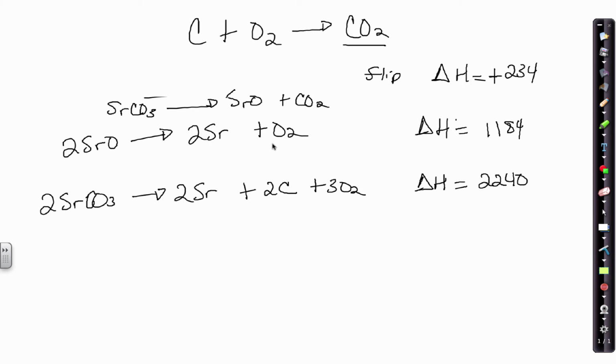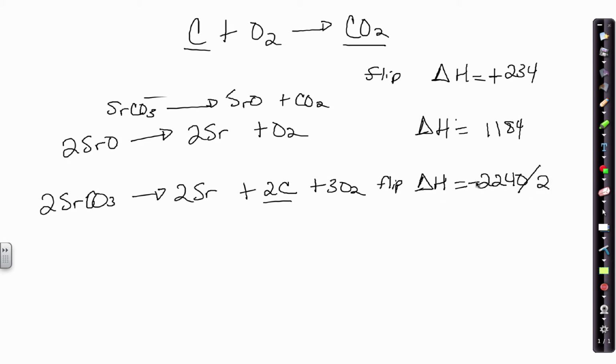So when I look at this one, I've got carbon. Okay, carbon is only found in one reaction, this one. So that means that carbon needs to be on the opposite side. So I need to flip this, and also it looks like I'm going to want to divide this by 2 so I can just get 1 carbon. So I'm going to flip it first, and then divide everything by 2.